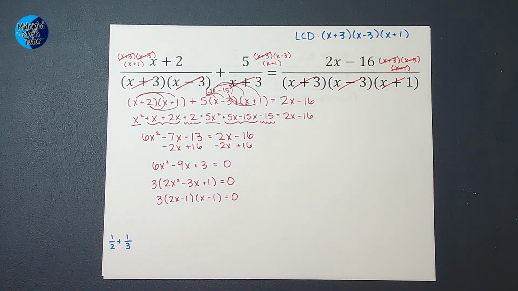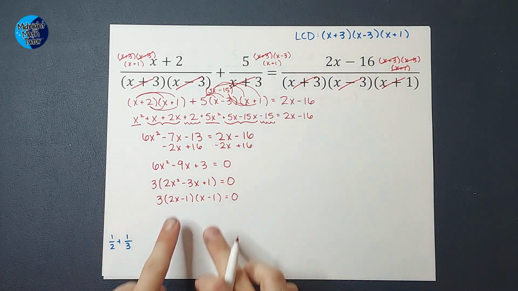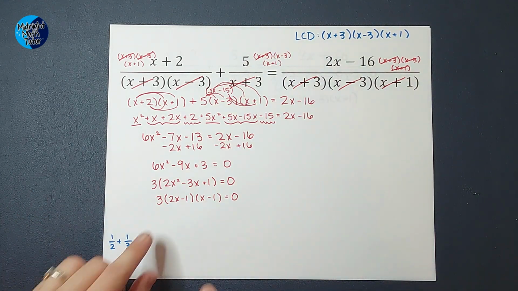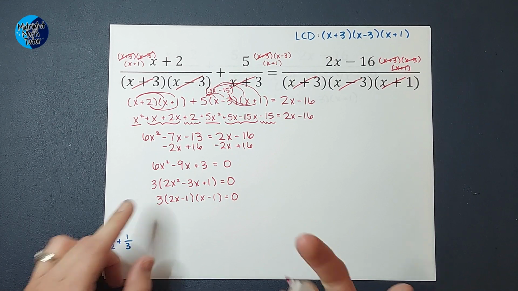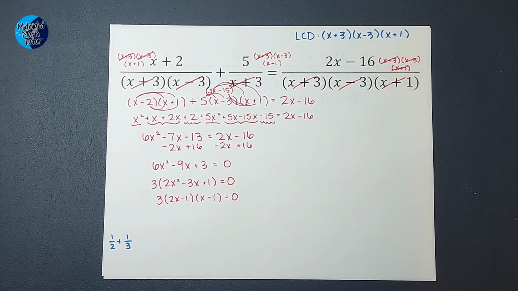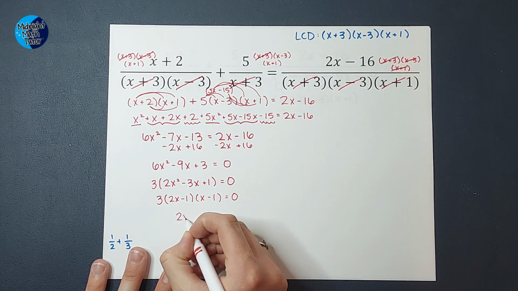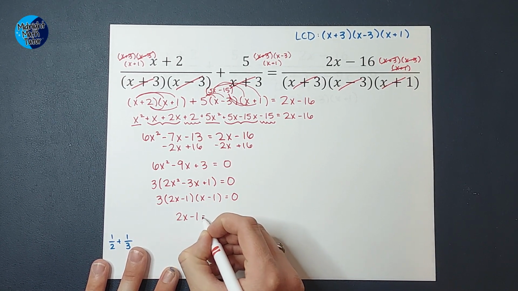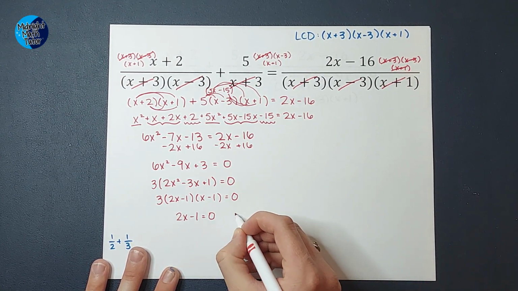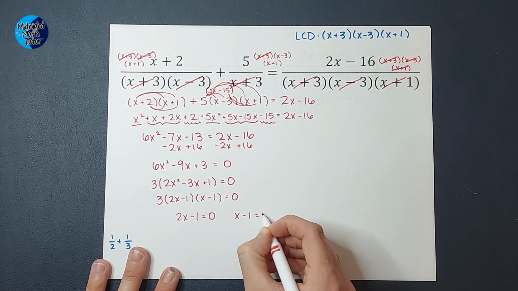Now that we're set equal to 0, we can set each of these equal to 0. Now we can kind of ignore the 3. I could set 3 equal to 0, but that's not true, so we don't have to really worry about that. So then I have 2x minus 1 equals 0 and x minus 1 equals 0.